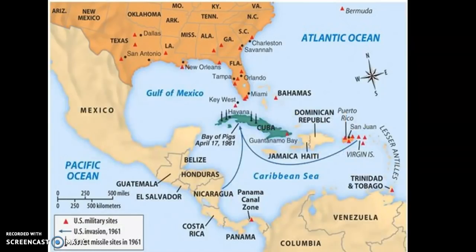Let's take a look at where these missiles are located. We can see here Cuba in the Caribbean, and we can see that the Soviet Union had four main launch areas. These launch areas, again, if you take a look at them, are directly geared towards the United States, specifically the eastern and the southeastern coast of the U.S.